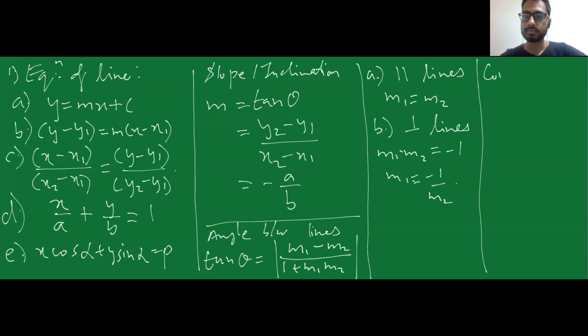Next, concurrency between three lines. So what is concurrency? When multiple lines are going to pass through one particular point. So if two lines are passing through one point, we can say that these two lines are intersecting. However, if three or more lines are passing through the same point, we can say that all those lines are concurrent in nature.